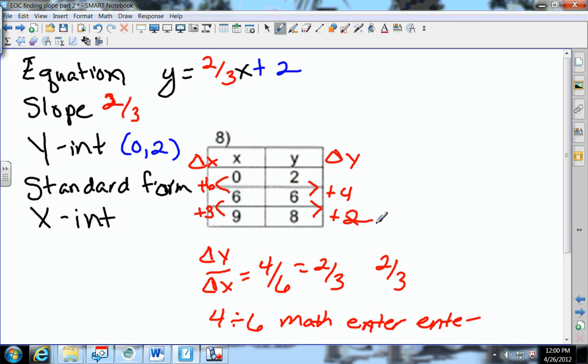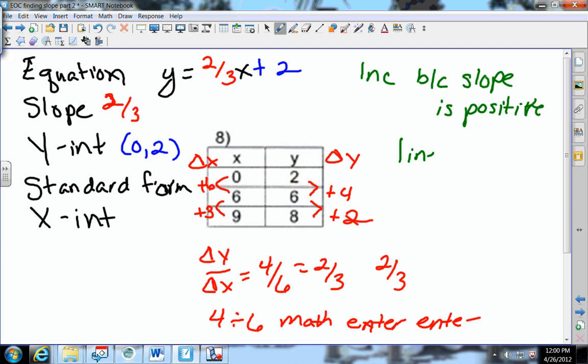Is this line going to be increasing or decreasing? It is going to be increasing because the slope is positive. Now, another thing is, this is going to be linear. I know it's going to be linear because delta y over delta x is the same. What does linear mean? It makes a straight line.